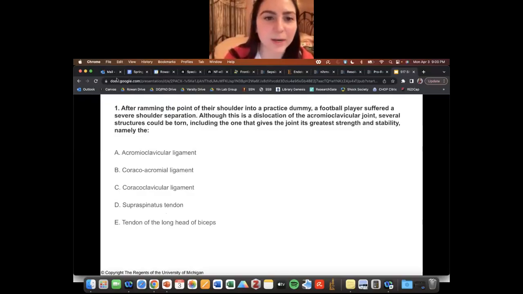This is a good one because we really didn't talk about this. After ramming the point of their shoulder into a practice dummy, football players suffered severe shoulder separation. This is a dislocation of the acromioclavicular joint; several structures could be torn, including the one that gives the joint its greatest strength. So we didn't talk about this, so this is a good one to do. It's asking what ligament gives the acromioclavicular joint its greatest strength. I don't even think that's something you need to know for your exam, but let's say we pick the coracoacromial ligament, like B.